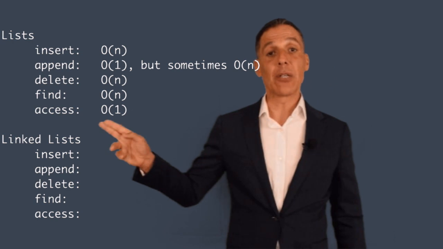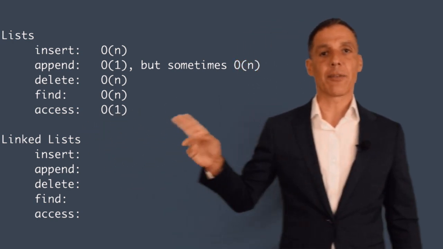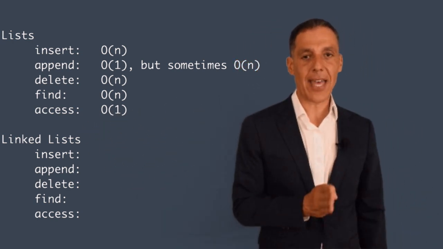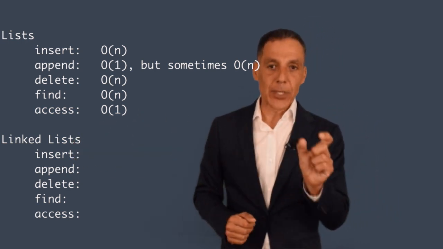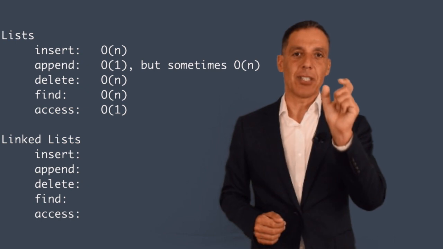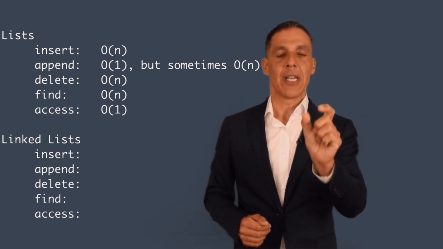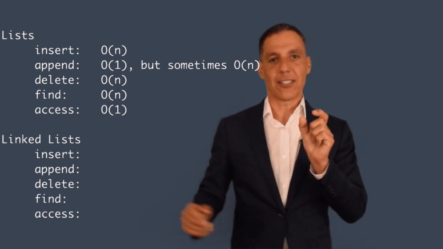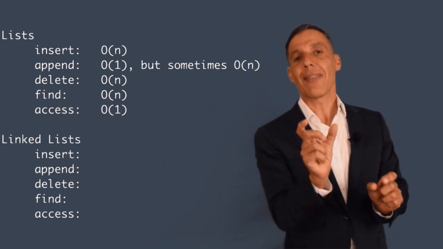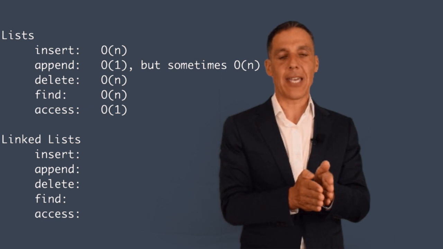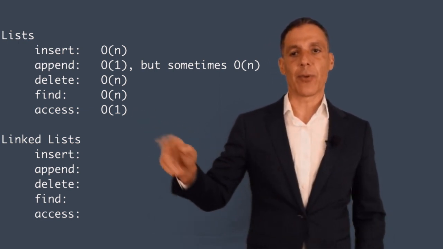But the big win for lists is random access, which means I can get to the kth element without having to go through elements 0 to k minus 1. And the reason, of course, is that every element of the list is stored with a fixed amount of memory. If I want to get to the kth element, I simply have to take one big step of k times that size of memory, and I'm at the kth element of the list. So, big win for random access.